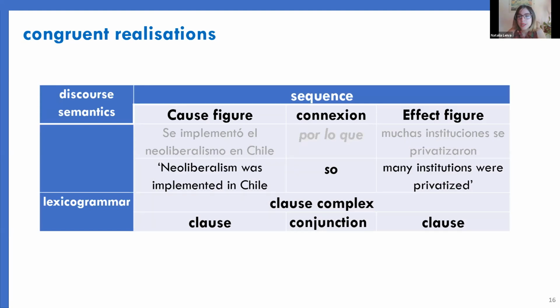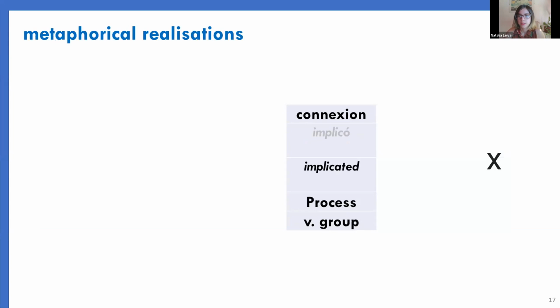This table illustrates a congruently realized sequence in Spanish. The original instance in Spanish is up in gray, and the English translation we will follow today is in black below. Each figure, as you can see, is realized by a clause, and the connection is realized by the conjunction. So neoliberalism was implemented in Chile, so many institutions were privatized.